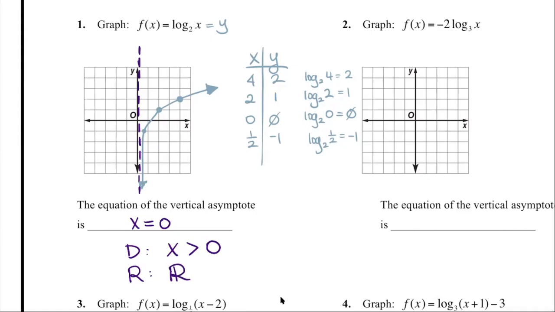Let me show you guys something real quick. That's why there's no equal sign. It never reaches that asymptote.